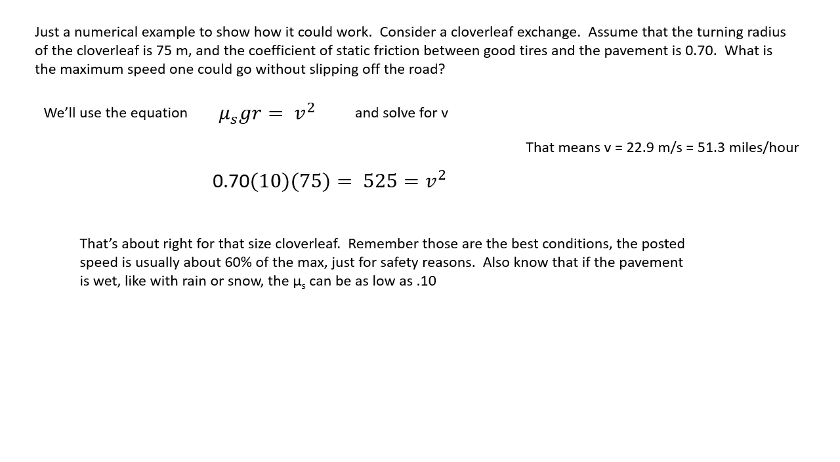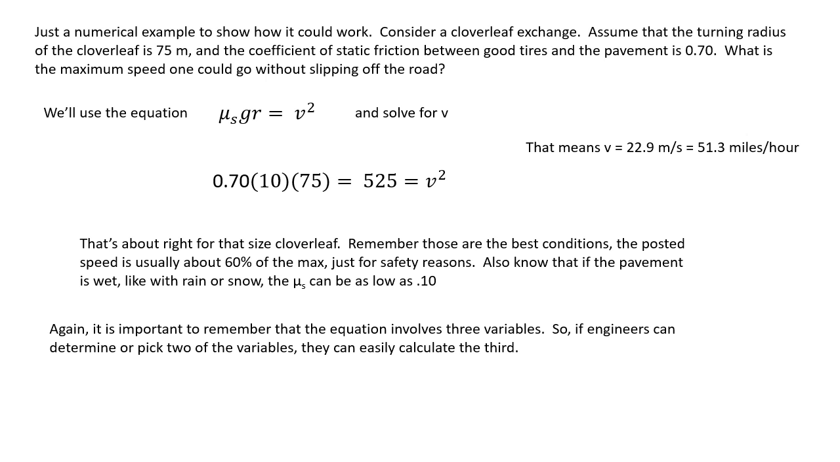This is about the right size for a cloverleaf, and these are under the best conditions. The posted speed that the engineers or the designers usually put on is about 60% of the maximum just for safety reasons. Also know that if the pavement is wet, like with rain or snow, mu sub s could be as low as 0.10, which means that you can easily slide off the edge of the road if you're not careful. Again, it's important to know that this equation involves 3 variables. So if the engineers can determine or pick 2 of the variables, they can easily calculate the third.